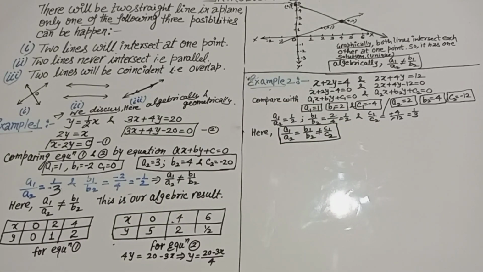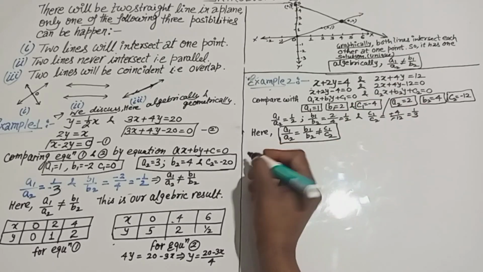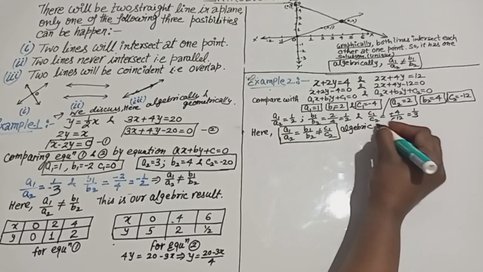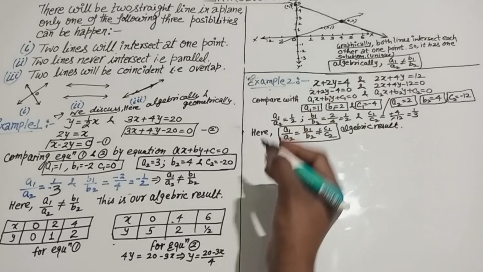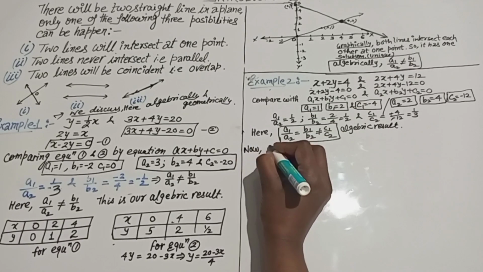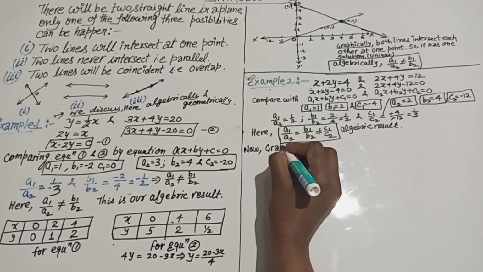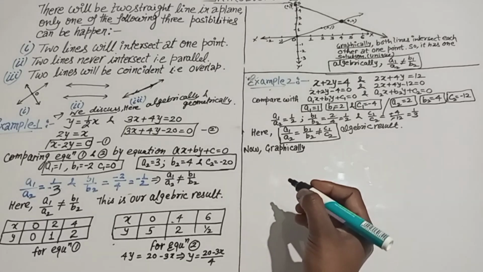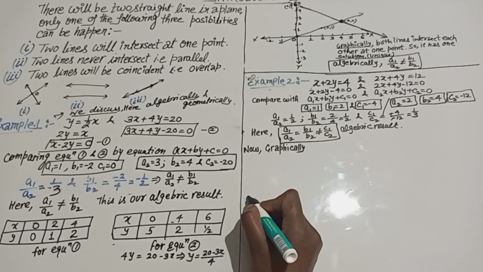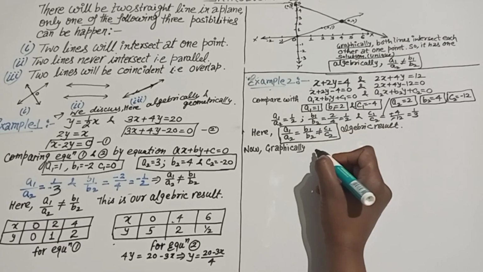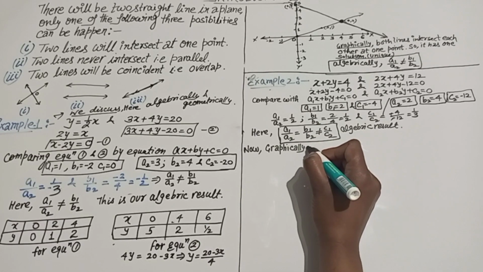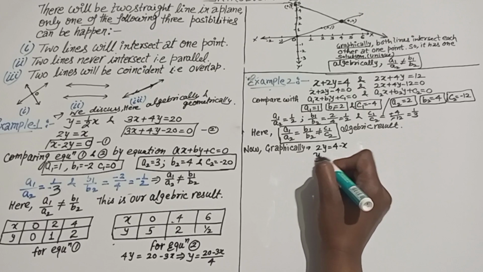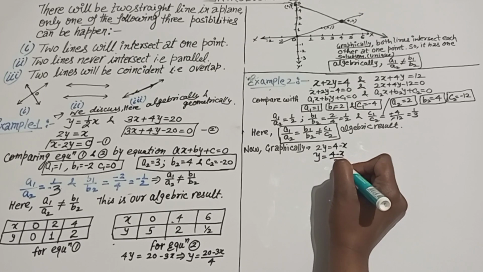Okay, so this is the algebraic result. Now graphically, so first of all graphically take a solution. The first equation is 2y is equal to 4 minus x. So y is equal to (4 minus x) upon 2.